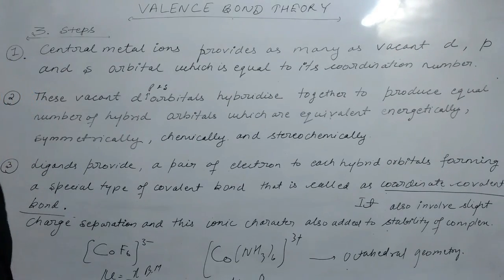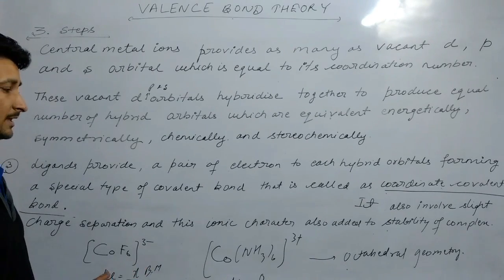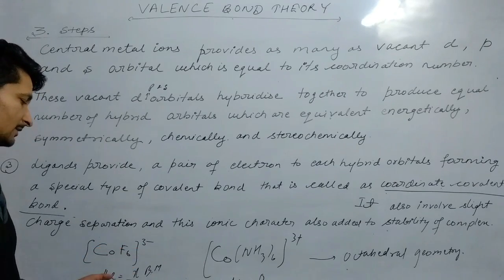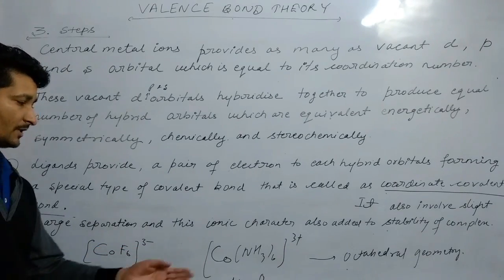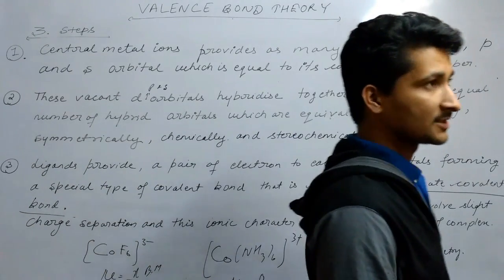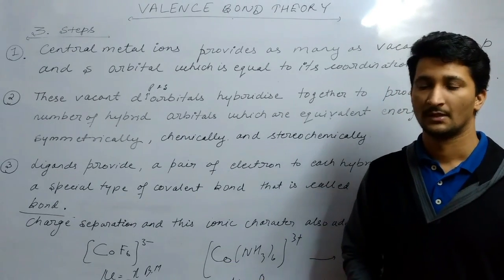Before moving further, I will take these two compounds and explain how valence bond theory was applied to explain the observation that CoF6 3- has a certain magnetic moment, whereas Co(NH3)6 3+ does not have any magnetic moment. Note it down fast.